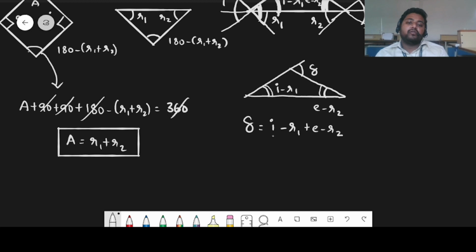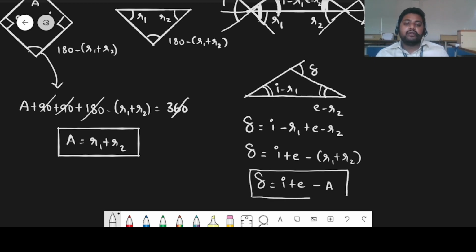The next important conclusion can be written in terms of deviation. I plus E minus of R1 plus R2. Further, you can write the deviation as I plus E minus, in place of R1 plus R2, I can substitute A. This is another formula for deviation.